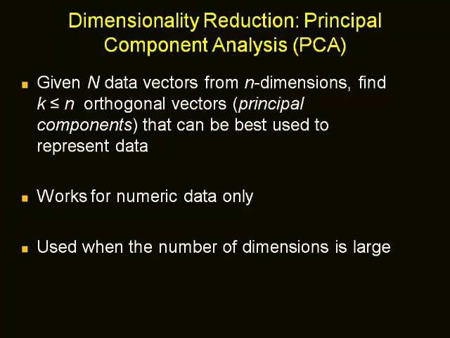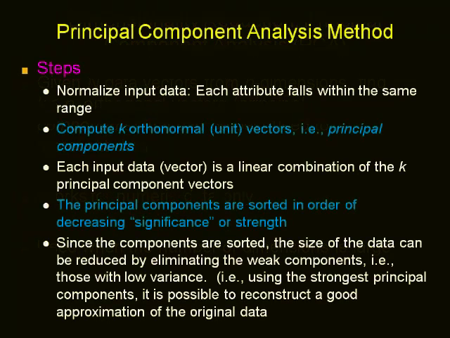This method combines the essence of attributes by creating an alternative, smaller set of variables. Principal component analysis is computationally inexpensive and can be applied to ordered attributes as well as unordered attributes. This also handles sparse and skewed data. Principal components can also be used as inputs to multiple regression and cluster methods. So this is a better approach for handling sparse data, whereas the wavelet transform method is suitable for data of high dimensionality. The steps of determining the principal components are shown on this slide.